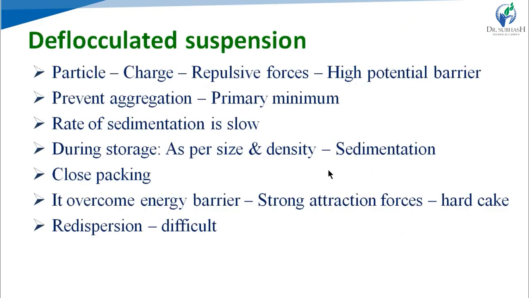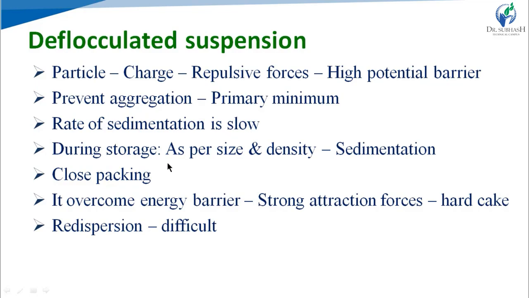First one, deflocculated suspension. Here in case of the deflocculated system, the particles possess some charge. That means some charge will be present on the particle. So due to the presence of the charge, there will be repulsive forces between the particles. These forces create a high potential barrier, and due to this high potential barrier, the aggregation will be prevented, and this is denominated as the primary minimum in case of the deflocculated system.